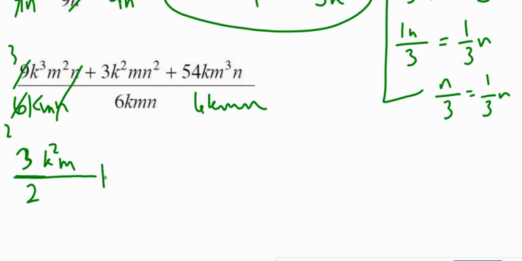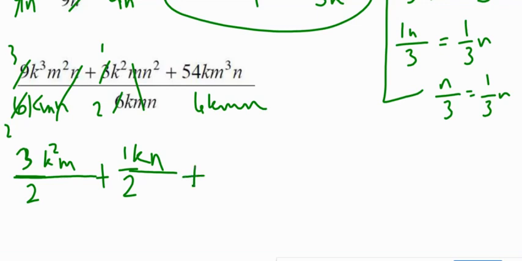Next, I have 3 over 6, so that's the same thing as a half. 3 goes into 3 once, 3 goes into 6 twice. I have an extra k on top. My m's cancel, and I have an extra n on top. So I'm just going to extend my bar here. So I have 1kn over 2.